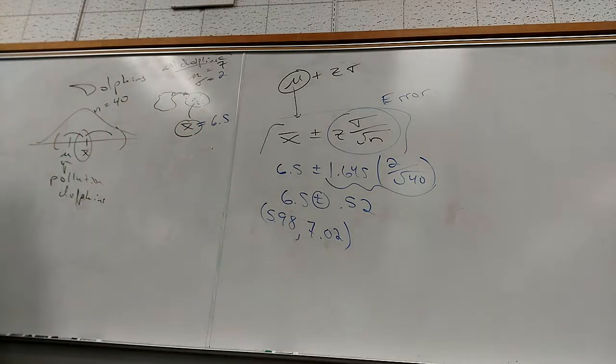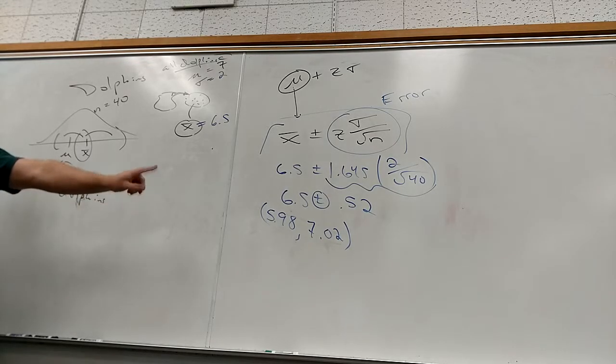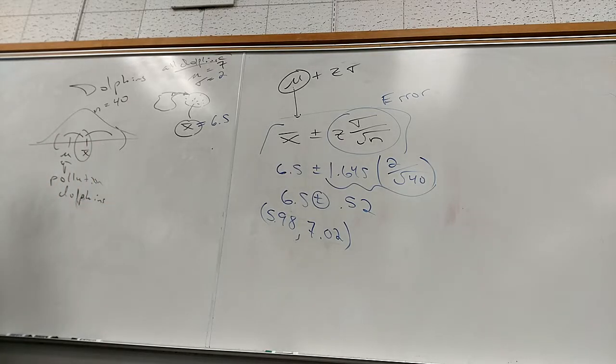Now this is cool. I didn't do this on purpose, and I had no idea how these numbers were going to come out. The way to interpret that interval, I might as well just do it all the way out. You're going to have to write a statement at the end of confidence interval questions that explains what you just did. And here's what it's going to sound like.